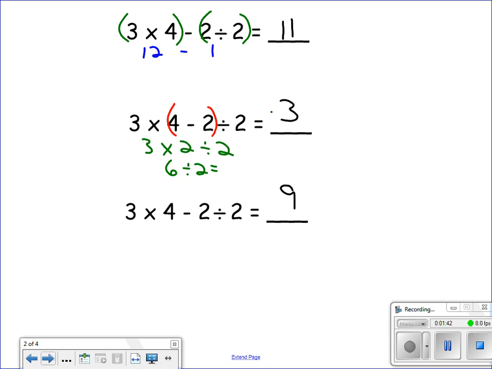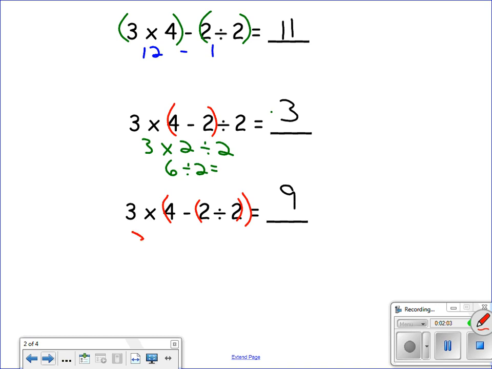This last problem here, I'm using the same exact numbers. When I put parentheses in, how can I get the answer 9? This is what is called a double parentheses. I'm going to put 2 divided by 2 in parentheses, and then I'm going to put parentheses around this whole entire operation. Let's look at how we do this now.